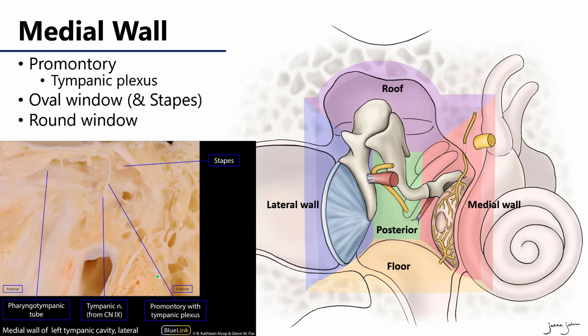Now let's take a look at the medial wall. So we're looking there. We can see a promontory. We can see a tympanic nerve coming. We can see tympanic plexus, so all of these rami, and then we can see the lesser petrosal nerve on its way up. We can also see the stapes there, so that would be the oval window through which sound vibration will enter the inner ear, heading toward the cochlea.